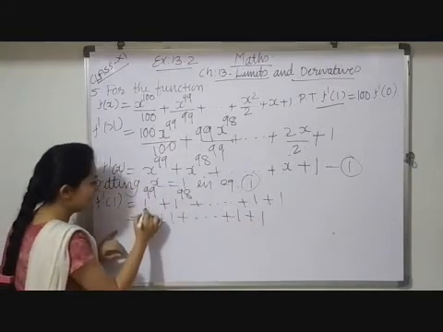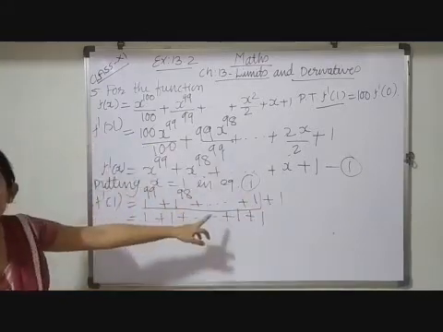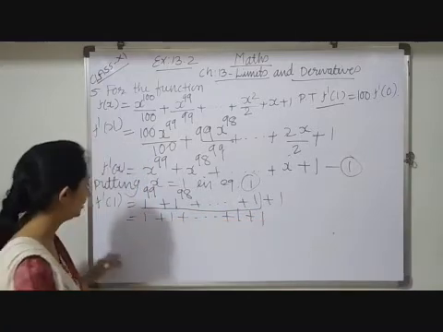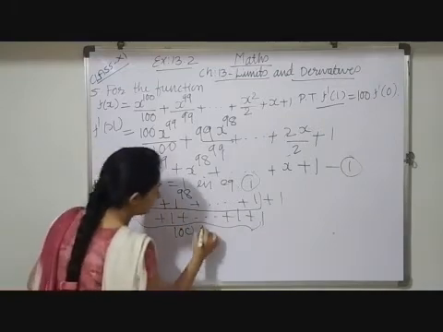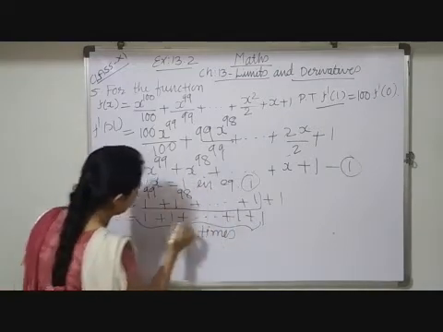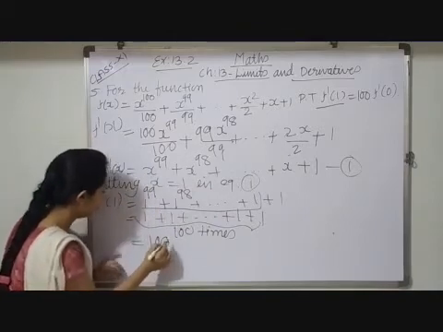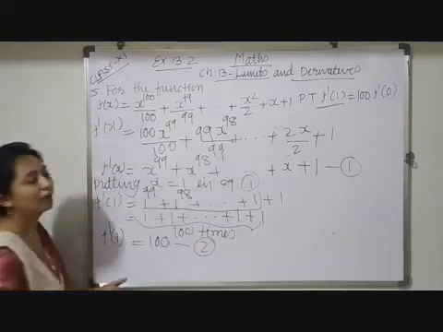Now you will observe the terms from 99, 98 till the preceding term are 99 times 1, and 1 extra 1, that is 100 times. So this part is 100 times. So when you add 1 a hundred times, you will obviously get 100. So that is your f dash of 1. This is your equation number 2.